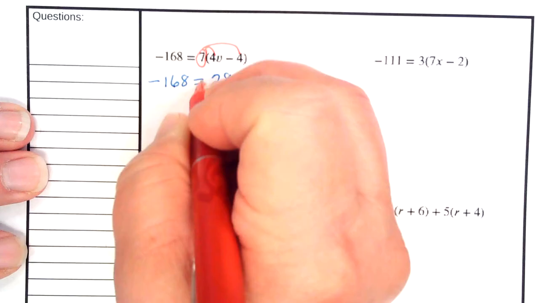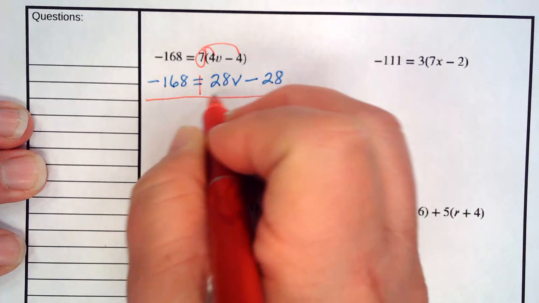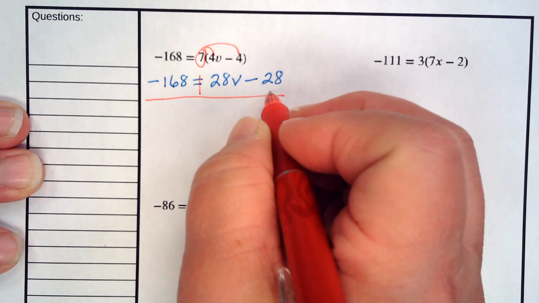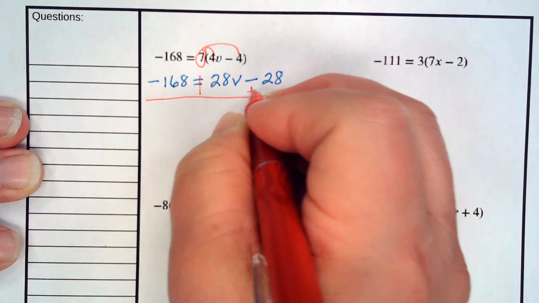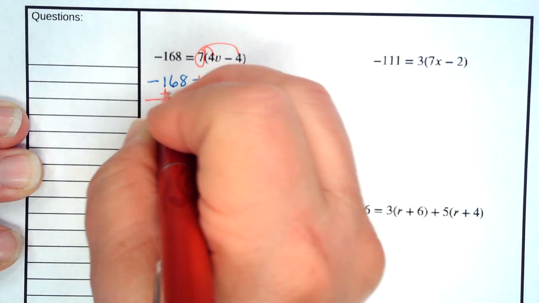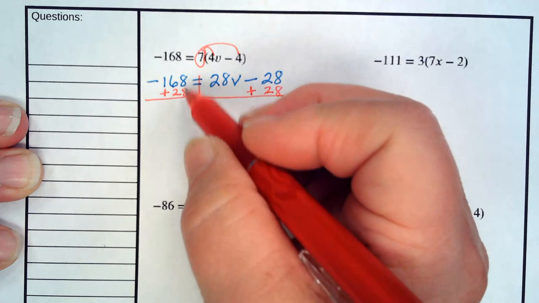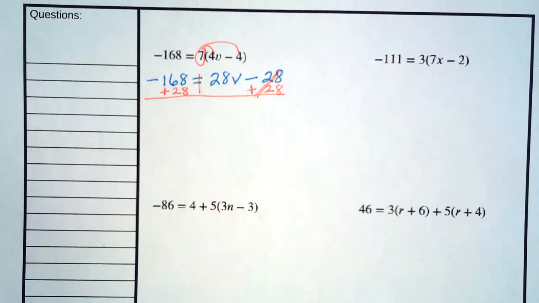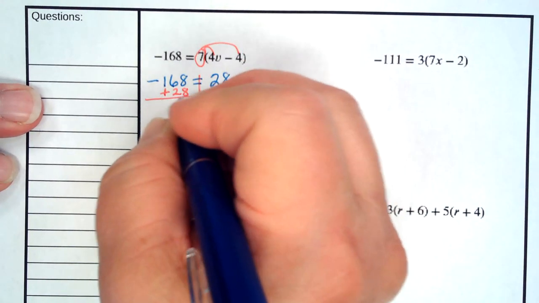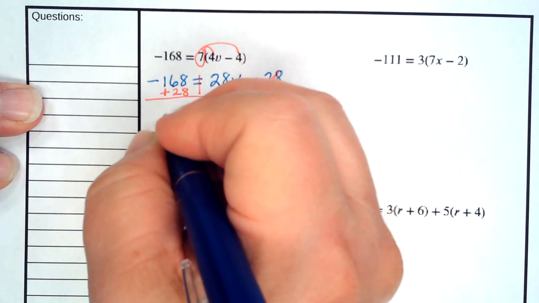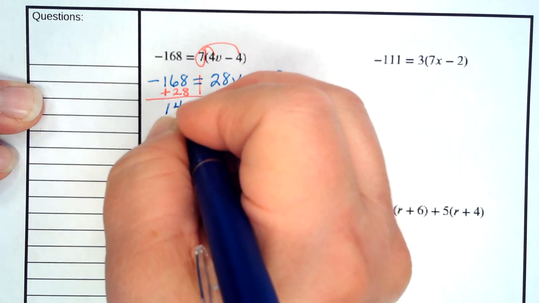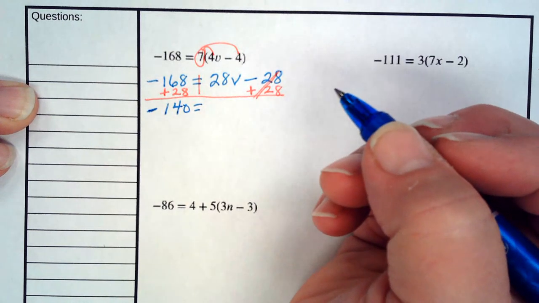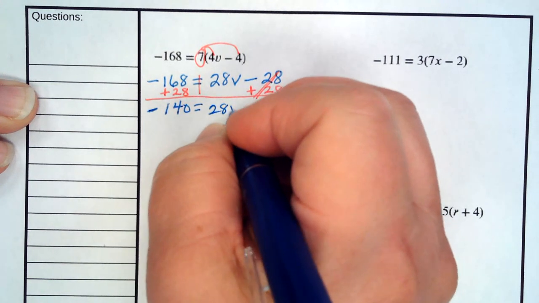Now, you want to get the variable by itself. That's your goal. Get this variable by itself. I've subtracted 28. What's the opposite? To add 28. Okay, these are opposite signs, so I've got to subtract. These have canceled out. 168 minus 28 is 140, and it's going to be negative because the negative number is the larger base. Negative 140 is equal to 28v.